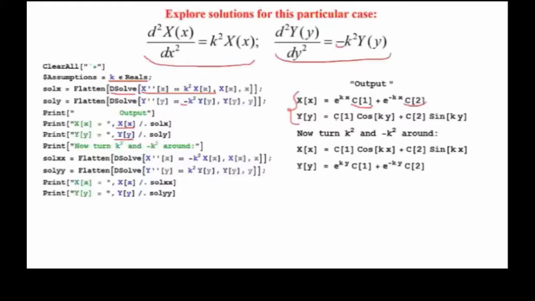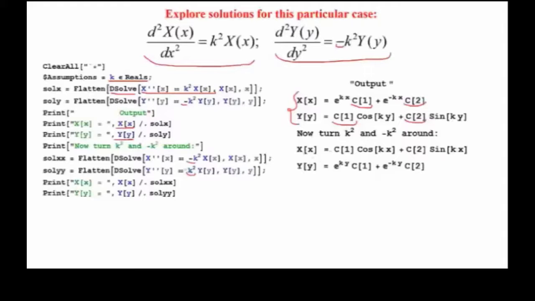Although these are C1, C2, these are really different from these. Just that Mathematica doesn't know what we're doing, so it gives them the same notation. So we'll change those eventually. Well, I turn this around. I put a minus sign for the x equation and a plus sign for the y equation. And all it does is just flips it back.